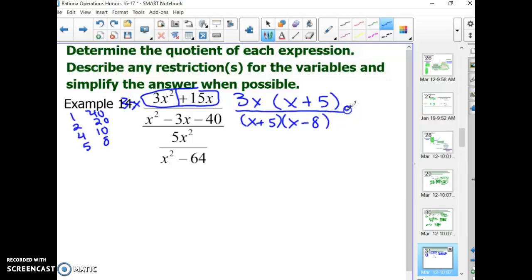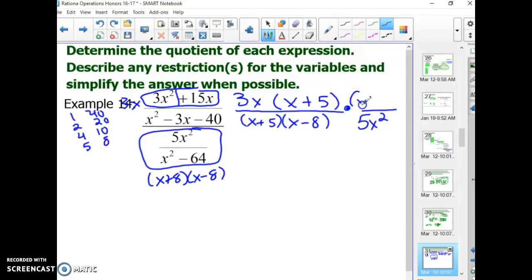So I'm going to dot. My bottom fraction, does that need a factor? Nope. So it just goes to the bottom. 5x squared. That factors into an x plus 8 and an x minus 8. So I get over here x plus 8, x minus 8. So let's set up our restrictions. x cannot equal, looking at this, negative 5 and a positive 8, right?